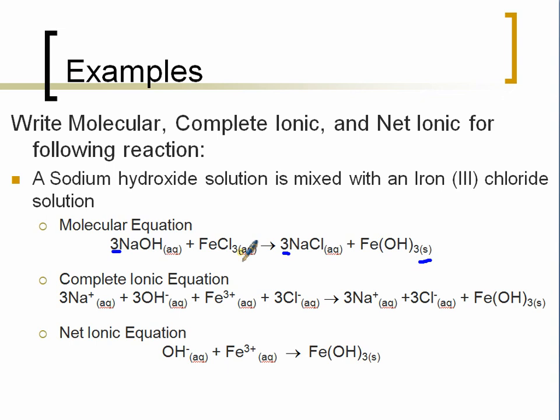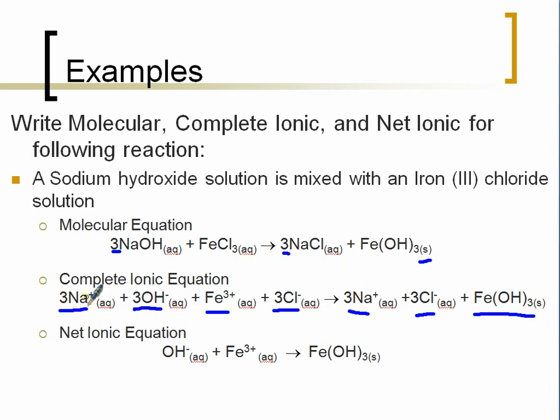So in a complete ionic, we write everything as ions. Since we have 3 sodium ions, that's going to be represented here, 3 sodium ions. We have 3 hydroxide ions. We write them separately, 3 hydroxide ions. We have 1 iron ion, and we have 3 chlorine ions, but we have to put the 3 in the front. So that's where we don't write the 3 at the bottom as a subscript. It's written in the front. We form 3 sodium ions and 3 chlorine ions, and then the solid stays together. So this will be the correct way of writing a complete ionic equation.